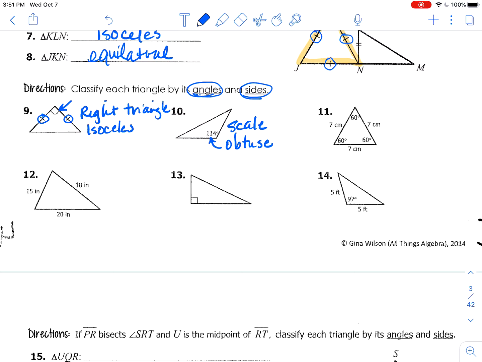I don't have any congruency markings on this, so we have to assume that none of these are the same, so that's going to be a scalene. All three sides are different. In number 11, we have three equal angles, so this is equiangular. And we also have three congruent sides, so it's also equilateral.